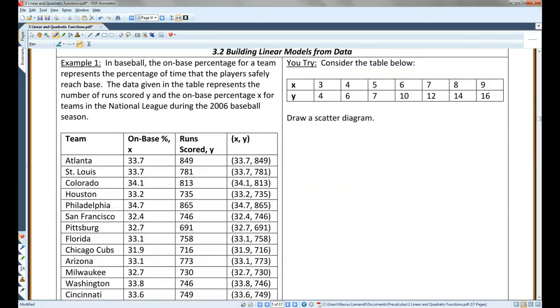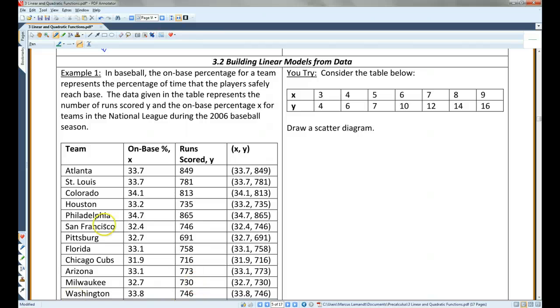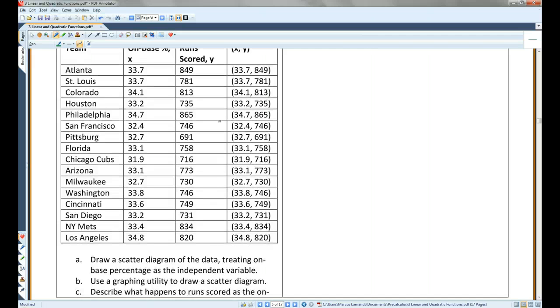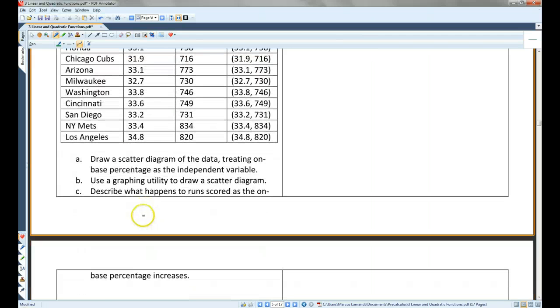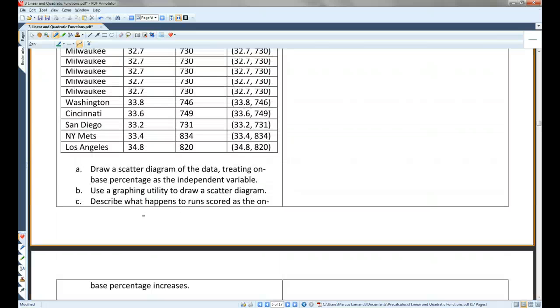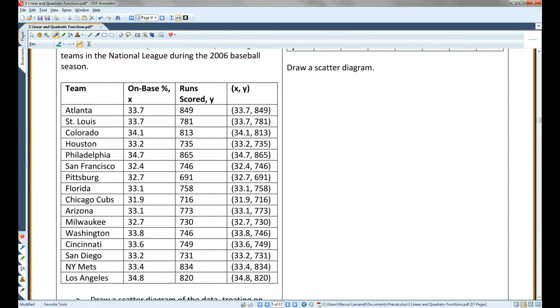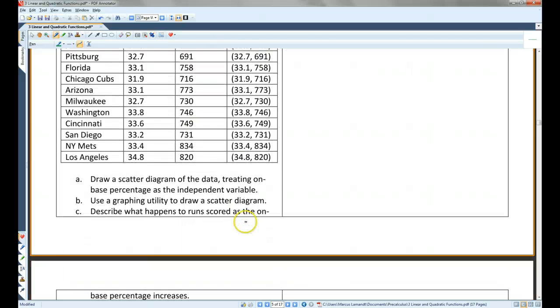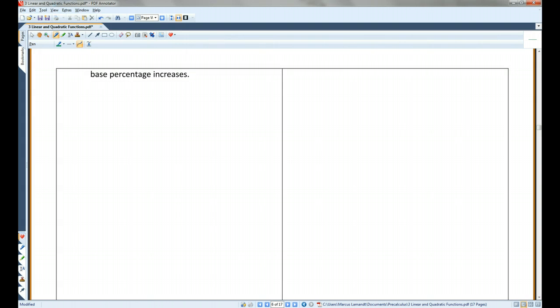All right. 3.2. In baseball, the on-base percentage for a team represents the percentage of time that the players safely reach base. The data given in the table represents the number of runs scored, Y, and the on-base percentage, X, for the teams in the National League during the 2006 baseball season. All right, here we go. First thing, draw a scatter diagram of the data treating on-base percentage as the independent variable. So basically, we're just going to take these values and put them in a graph. I will do that down here.